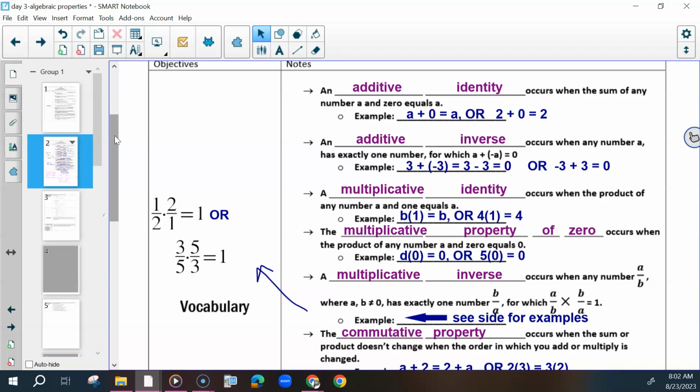Additive identity occurs when the sum of any number a and 0 equals a. An example of that is a plus 0 equals a, or 2 plus 0 equals 2. An additive inverse occurs when any number a has exactly one number for which a plus negative a equals 0. An example is 3 plus negative 3 equals 3 minus 3, which equals 0, or negative 3 plus 3 equals 0.